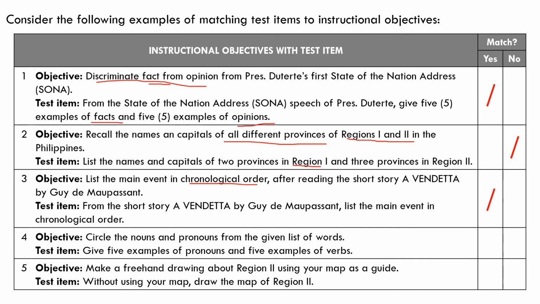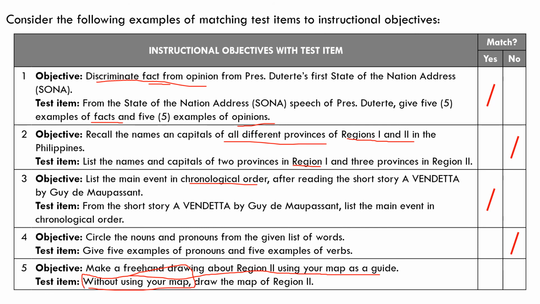Next, number 4. Our objective is to circle the nouns and pronouns from the given list of words, and the test item is to give 5 examples of pronouns and 5 examples of verbs. This is very clear that the objective and test item are, of course, not a match. Number 5, our objective is to make a freehand drawing about region 2 using your map as a guide, and then the test item is without using your map.